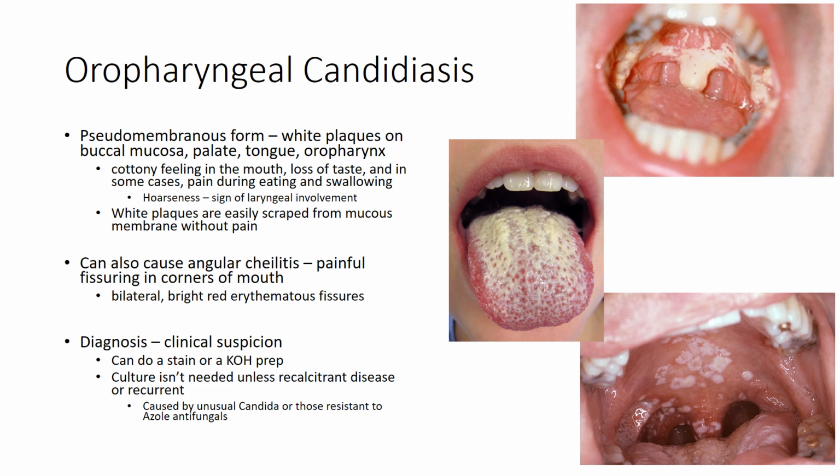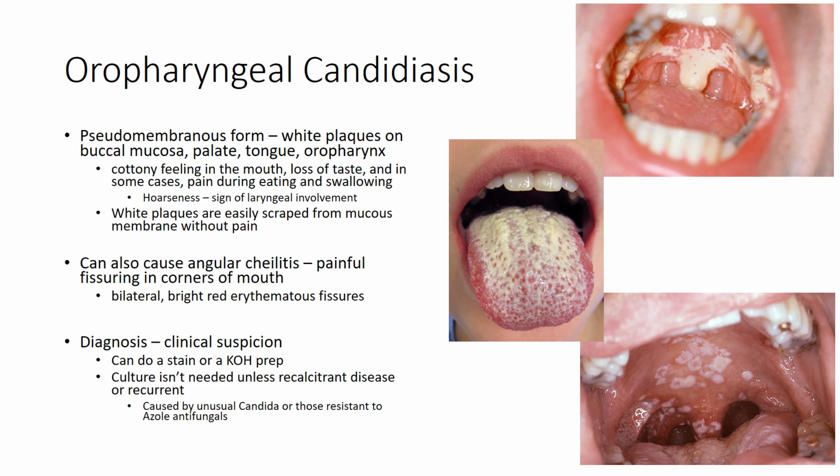Oropharyngeal candidiasis can actually cause angular cheilitis, which is painful fissuring in the corners of the mouth. And generally this is bilateral. The corners of your mouth are going to be very red, and there's going to be fissures in those areas.